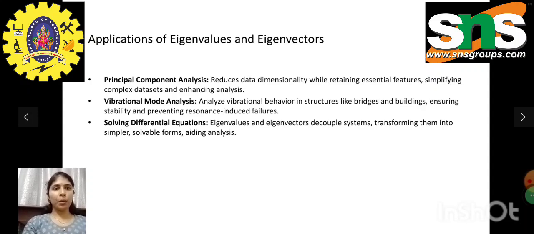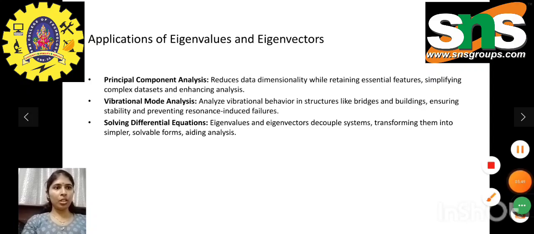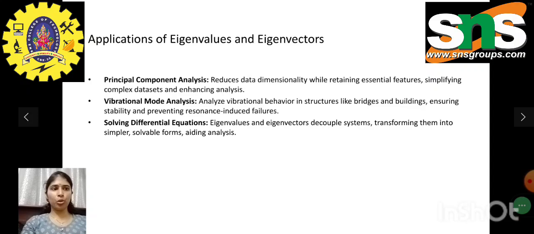Next is applications of eigenvalues and eigenvectors. First one is principal component analysis, which reduces data dimensionality while retaining essential features, simplifying complex data sets and enhancing analysis. Next is vibrational mode analysis. In that, we analyze vibrational behavior in structures like bridges and buildings, ensuring stability and preventing resonance-induced failures. Next is solving differential equations. For solving differential equations, we can use this concept.